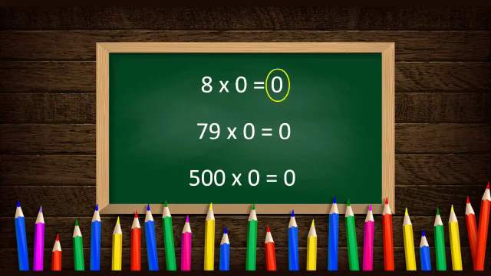As here you can see that after multiplying any number by 0, we got the answer 0. We got the product 0. This is called multiplicative property of 0. Children, I hope now you all have understood the properties of multiplication.